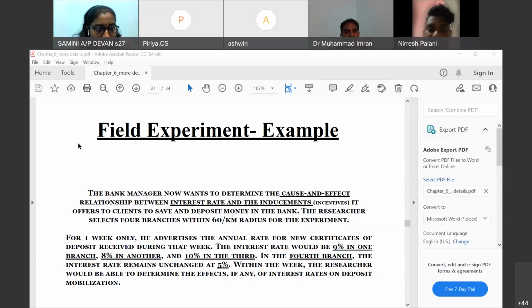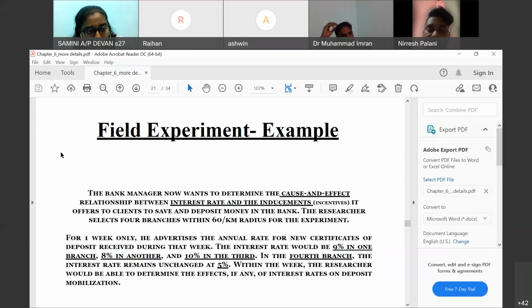The bank manager now wants to determine the cause and effect relationship between the interest rate and the incentive offered to clients to save and deposit money in the bank. The researcher selects four branches within a 16 kilometer radius for the experiment.